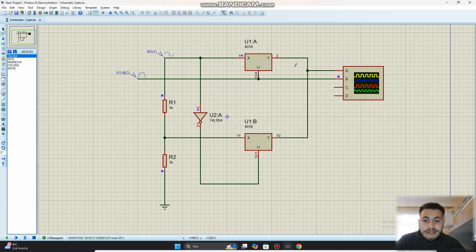Let's look at the circuit analysis. The 4016 chip contains 4 independent analog switches in the circuit. These switches are used to vary the amplitude of the carrier signal according to the input signal. By activating different switches according to the 1 or 0 values in the input signal, different amplitude signals are obtained at the output. The resistors are used to adjust the operating points of the switch and determine the amplitude of the output signal.